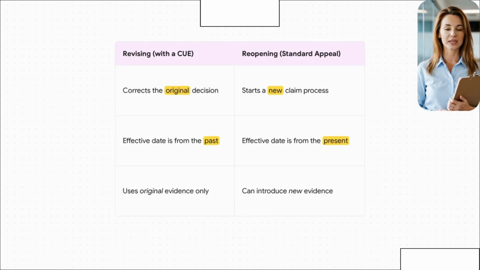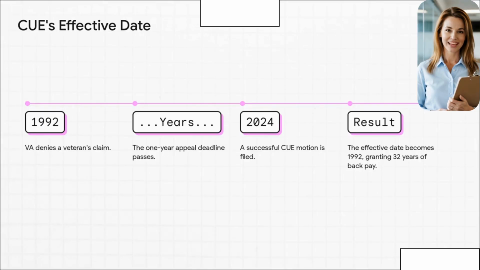Now, this right here is probably the most important thing to understand. A CUE motion revises an old decision. It does not reopen the claim. And that might sound like just words, but the difference is absolutely massive. See, reopening a claim just starts things over with a new effective date, which is basically today. But revising a claim with a CUE, that means your effective date goes all the way back to when you first filed. And you can see just how powerful that is.